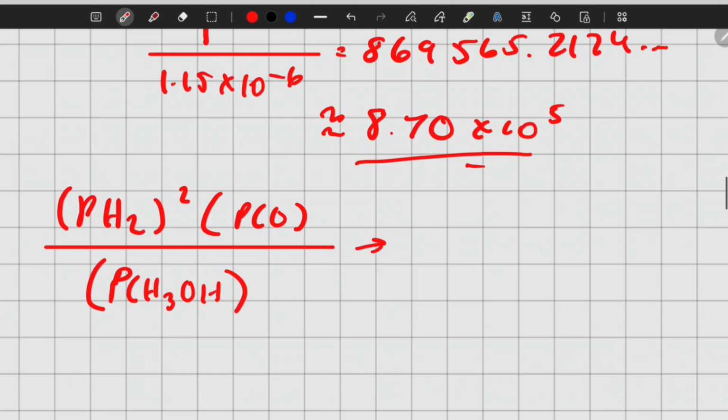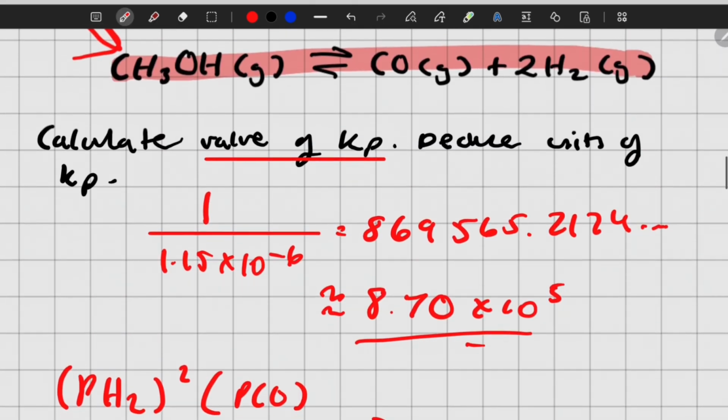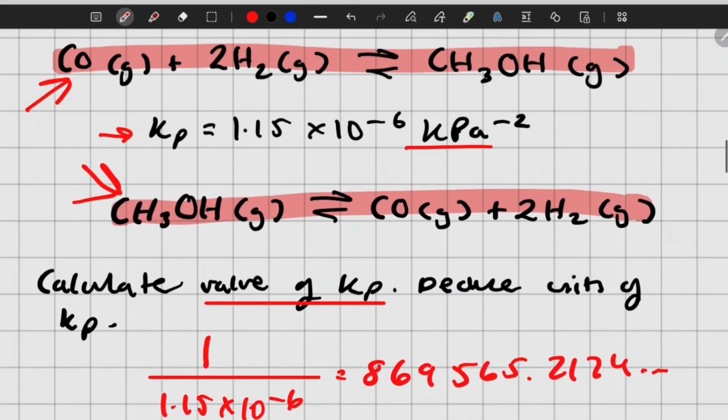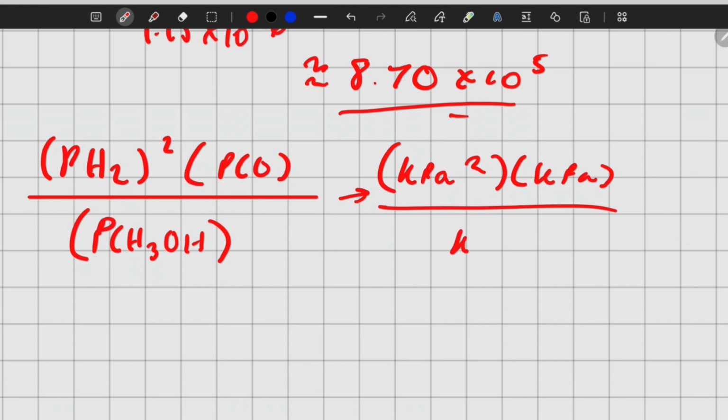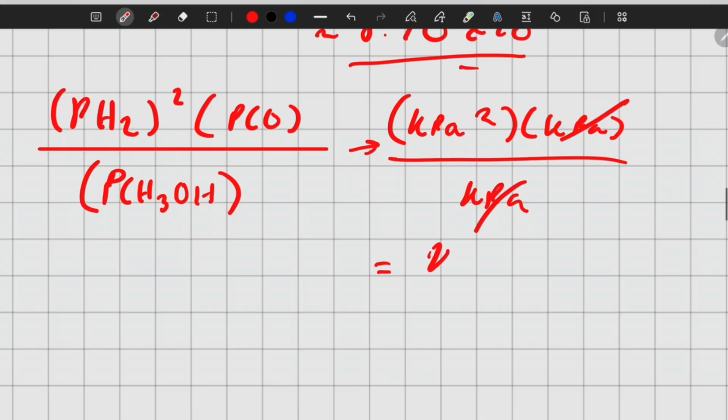So if it's in kilopascal, because it says in the equation here kilopascal, basically you can just cancel out these kilopascals, and then the units is kilopascal squared.